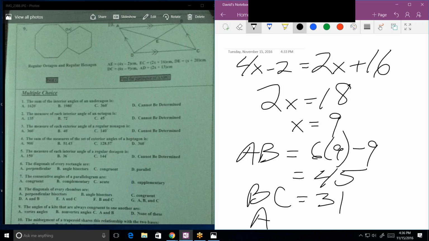Did I do my math right? Yes. 18 plus 16 is 34, and if I take twice that, I get 68. So yeah, AC is 68. And just add up those three numbers and you have the perimeter of that triangle. 76, 144.